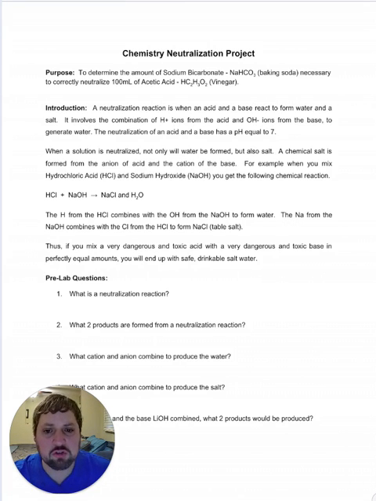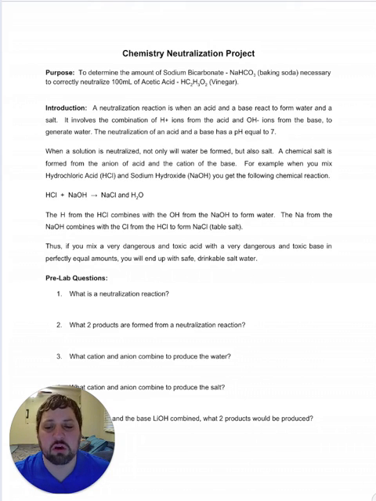So a neutralization reaction is when an acid and a base react to form water and a salt. It involves a combination of hydrogen ions from the acid and hydroxide ions from the base to generate water. The neutralization of an acid and a base has a pH equal to 7. When a solution is neutralized, not only will water be formed, but also salt. A chemical salt is formed from the anion of an acid and the cation of the base.